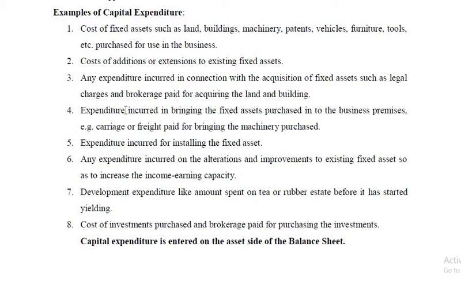The next, cost of investments purchased and brokerage paid for purchasing the investments. For example, shares purchased and you might have paid brokerage on purchase of investments. Then the brokerage will be added to the investment and the total is considered to be capital expenditure. So these are some of the examples for capital expenditure, and these are shown on the asset side of the balance sheet, like land, building, machinery, furniture, vehicles, tools, or say patents, goodwill, etc.